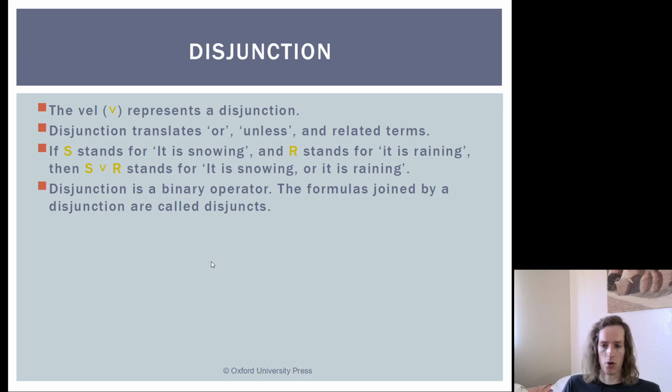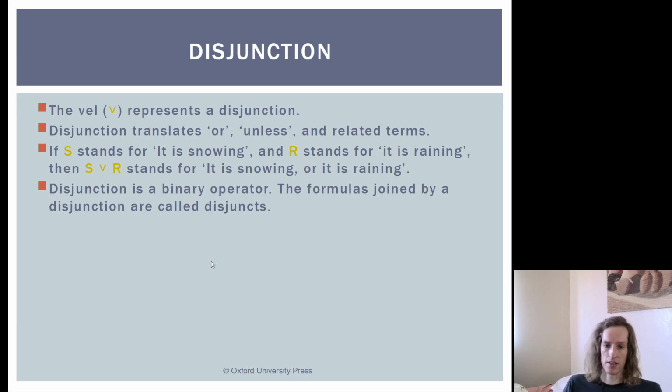One of the points in the book that bears reiteration is that the disjunction that we'll be using for the purposes of this course is inclusive. It's possible for a disjunction to be true when both S and R, if we're using this example, are true. Disjunction is also going to be true when just S is true or when just R is true.